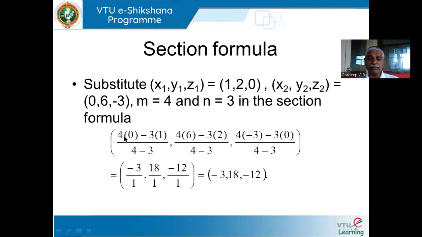So you carry out this 4 minus 3. 4 into 0 is 0, 0 minus 3 is minus 3. 4 sixes are 24, 24 minus 6 is 18, and minus 12 by 1. So the coordinate is minus 3, 18 and minus 12. This point breaks up this line segment in the ratio 4:3 externally. That is what this says. I won't show the geometry of it. I'm sure you can go through this.